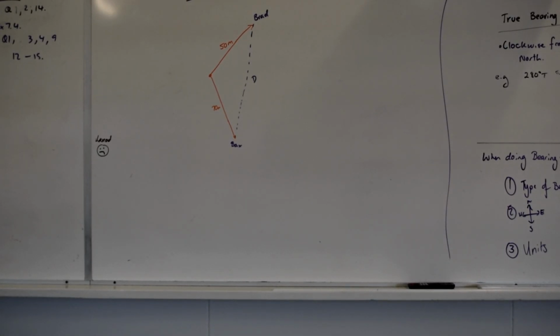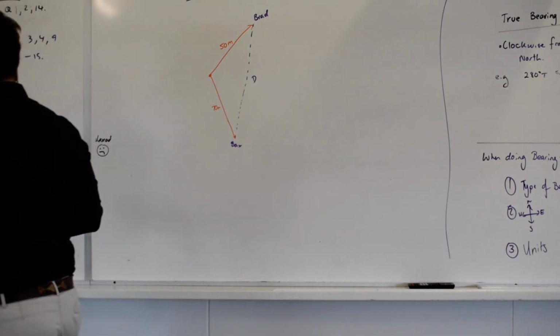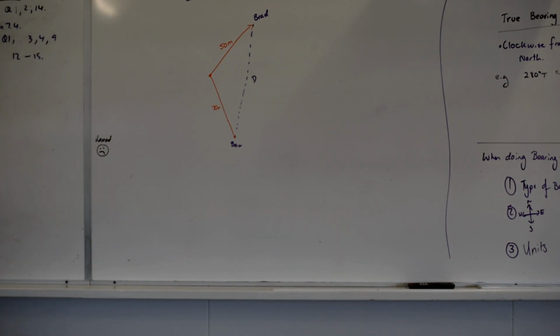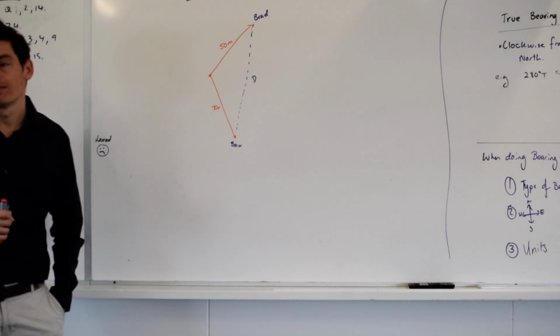Alright, so we've got Baxter's Bros pool party. Baxter's with his bro, and they're in the pool and they're playing Marco Polo. We've been given some information. Now, I've drawn some information, but I haven't drawn all the information. What information am I missing?